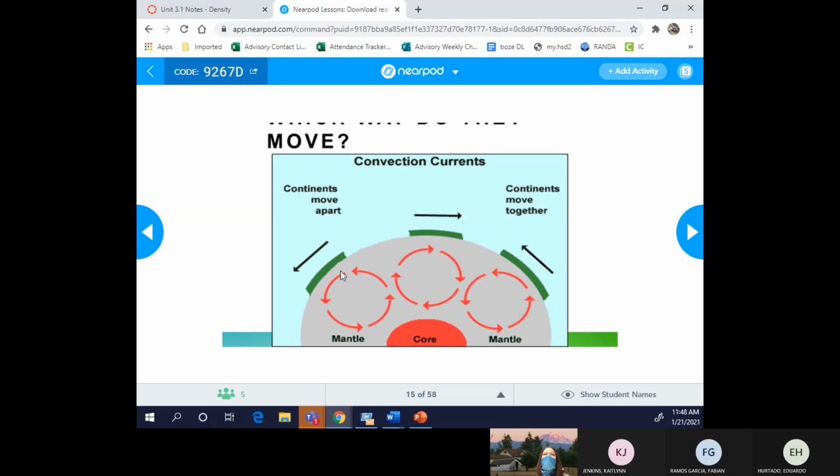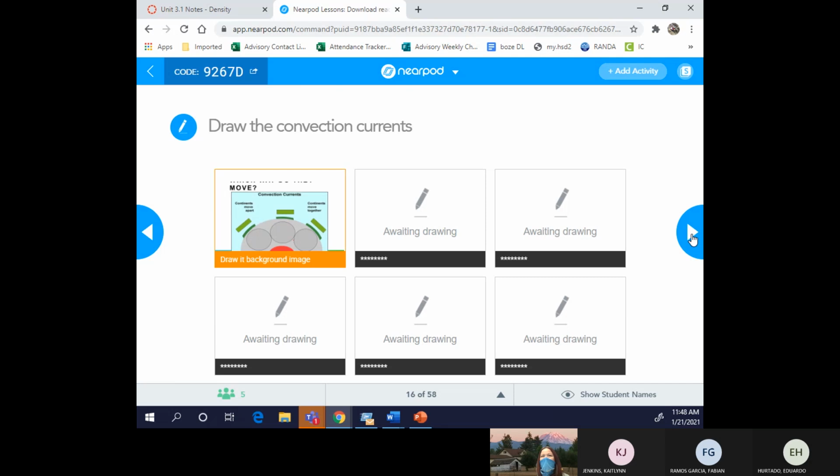All right, so for me at least, it's looking at that top arrow and following that direction in order for continents to either move together or move apart. Any questions on this picture? All right, you get to recreate it and draw it on your screen. Let's see how you do.